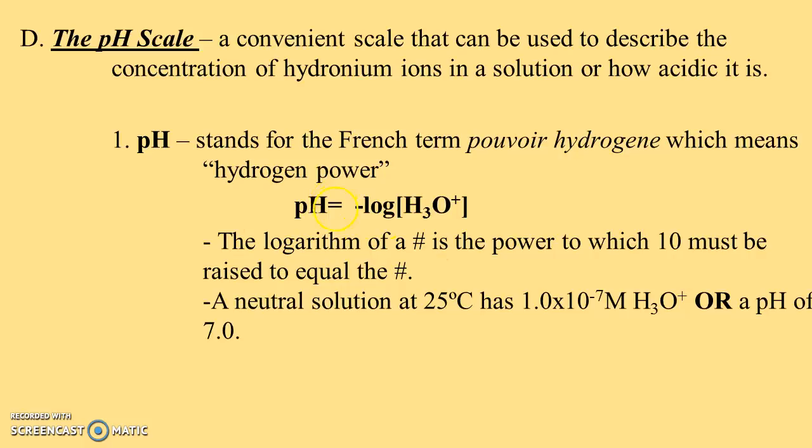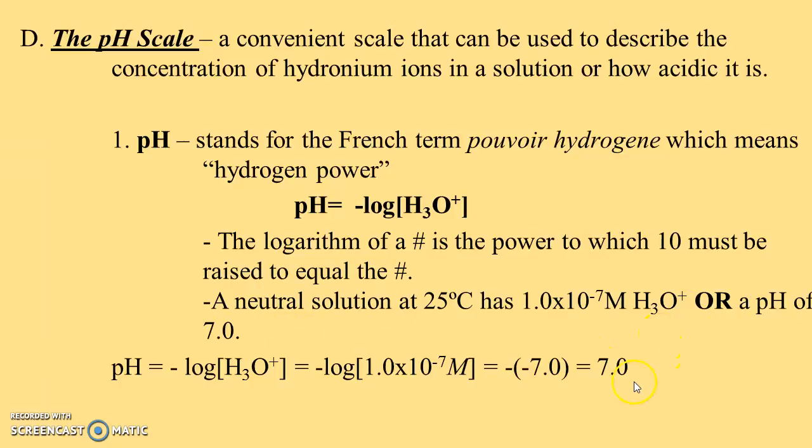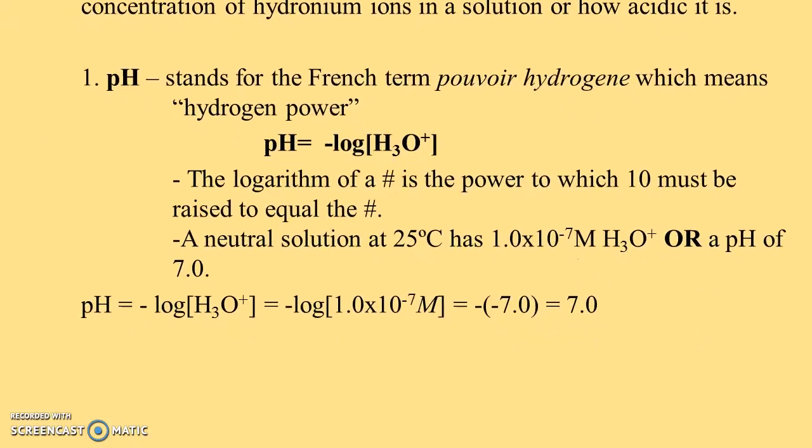All right, here's a little background on the math. The logarithm of a number is the power to which 10 must be raised to equal that number. So it goes up in units of 10. A neutral solution at 25 degrees Celsius, which is about room temperature, has 1.0 times 10 to the negative 7th molarity, which is a concentration of hydrogen ions or hydronium ions, or a pH of 7. So this would be a neutral solution. It's a measure of how much hydrogen is in that solution.